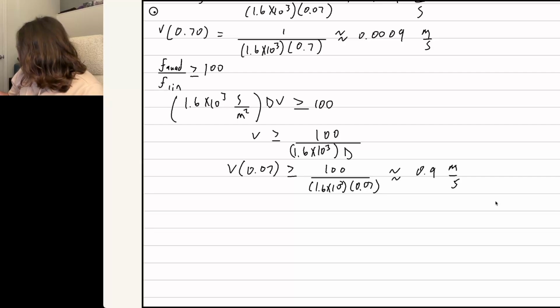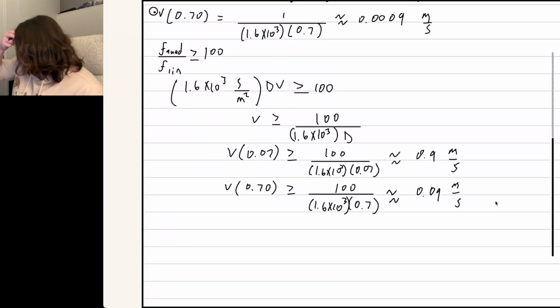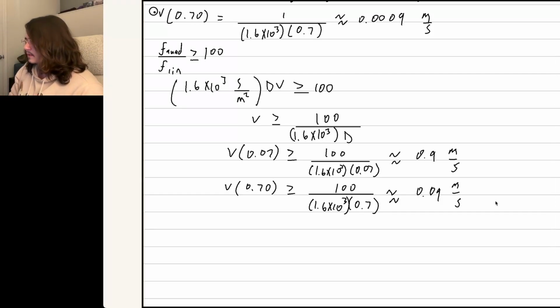And then if you look at the 70 centimeter diameter baseball, you're doing 100 over 1.6 times 10 to the 3 times 0.7, which is going to reduce by an order of magnitude. So it's going to be 0.09 meters per second. So 10 centimeters per second, pretty much. So yeah, those are your velocity ranges.